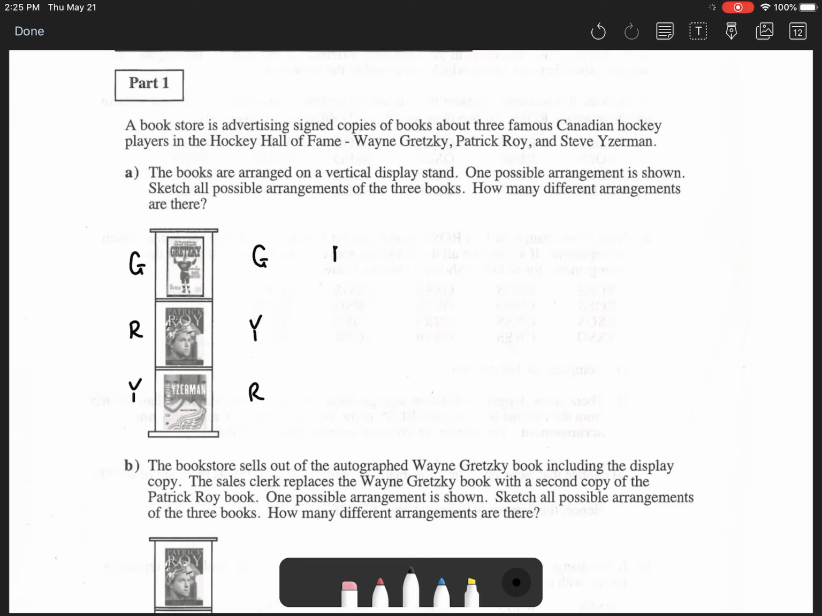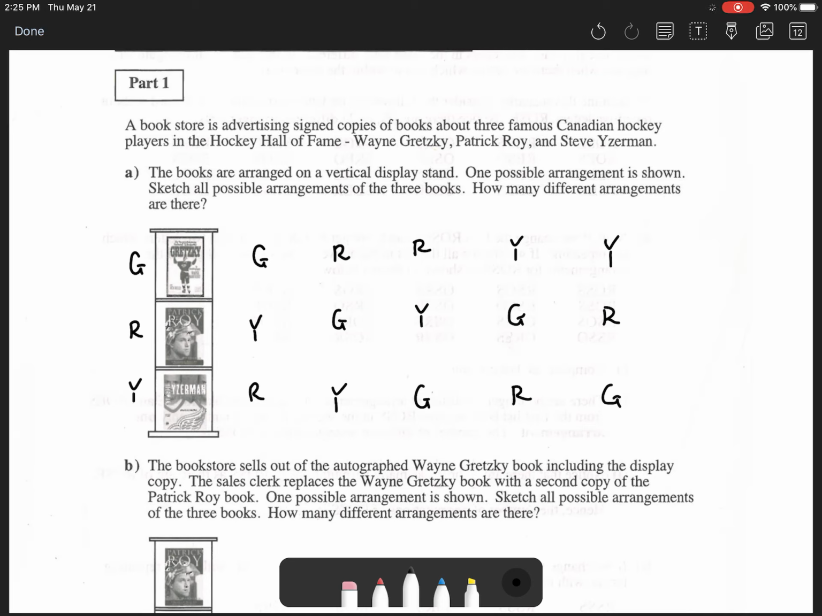So now I start with a different book. Let's say I start with the Patrick Waugh book. Then I could go Waugh, Gretzky, Yzerman, and also Waugh, Yzerman, Gretzky. I've started with Gretzky and Waugh, so now I'm going to start with Yzerman. So it'll be Yzerman, Gretzky, Waugh, and then Yzerman, Waugh, Gretzky. In total, you can see there are 1, 2, 3, 4, 5, 6 different arrangements.